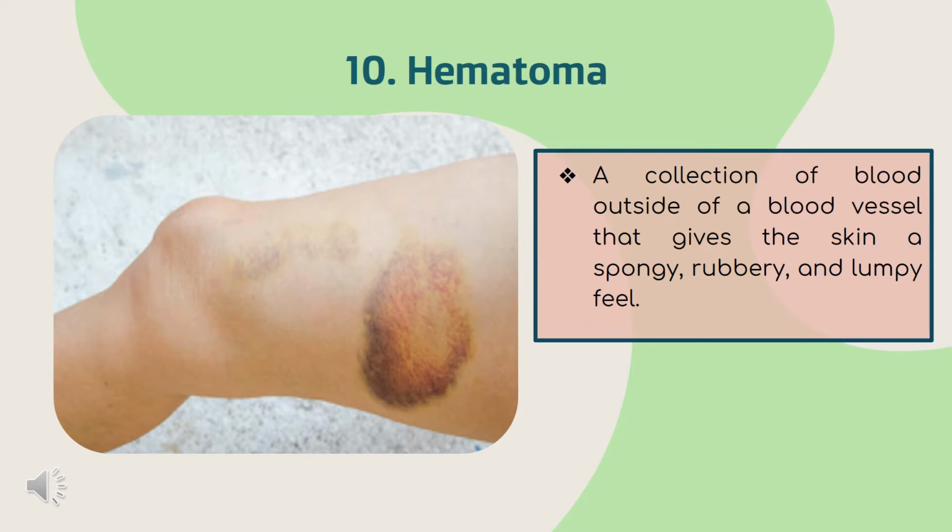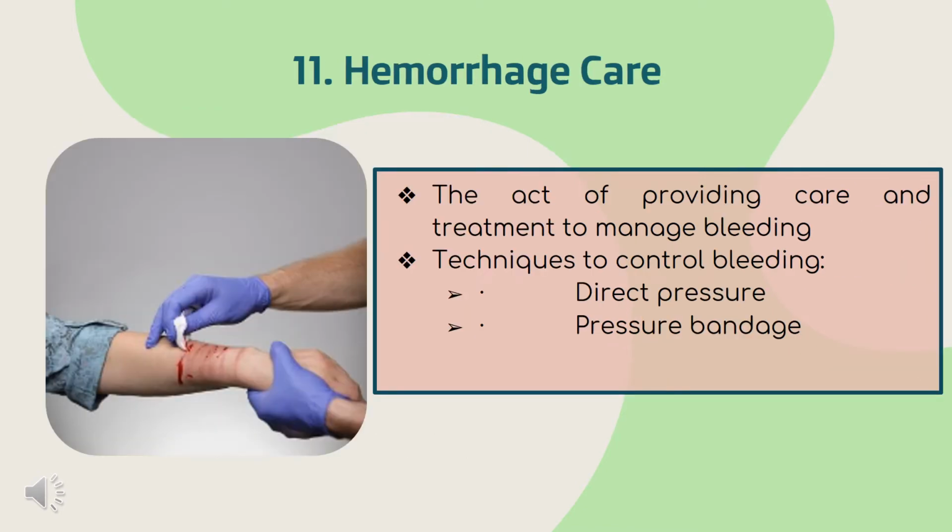This is a collection of blood outside of a blood vessel that gives the skin a spongy, rubbery, and lumpy feel. Hemorrhage care. This is the act of providing care and treatment in order to manage bleeding. Techniques involve direct pressure and pressure bandaging.